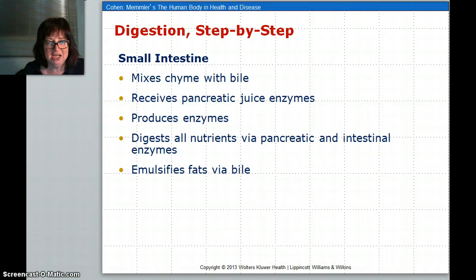The large intestine has limited digestion, but the large intestine is important for vitamin absorption and also for water absorption.